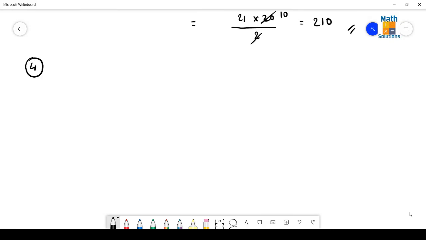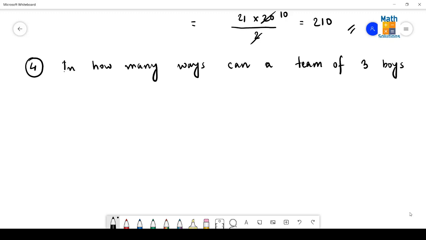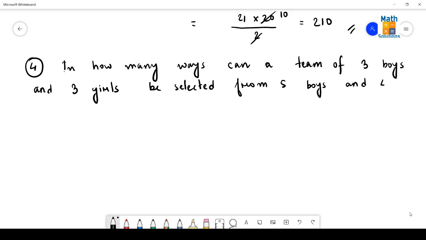So here in this case, in how many ways can a team of 3 boys and 3 girls be selected from 5 boys and 4 girls.